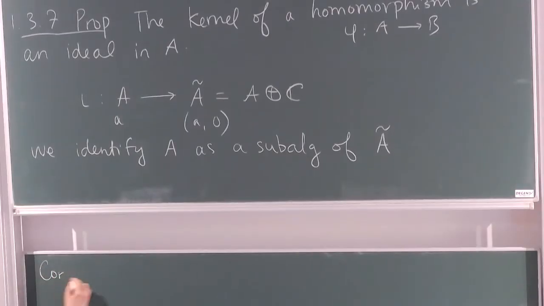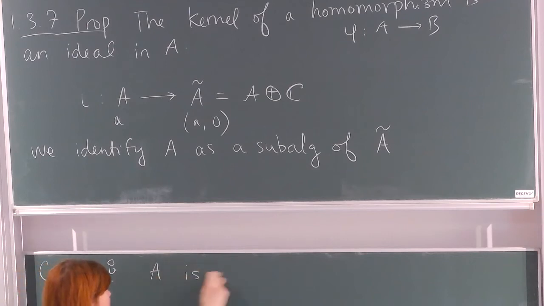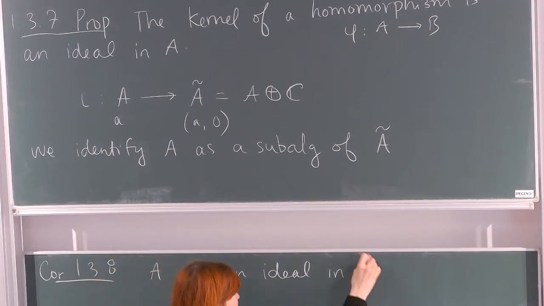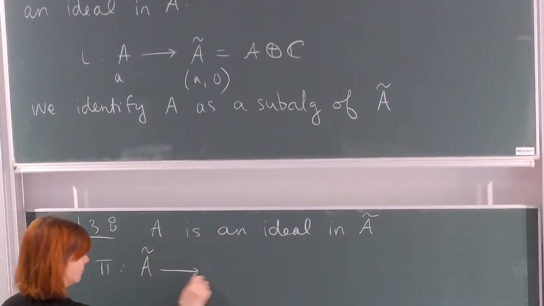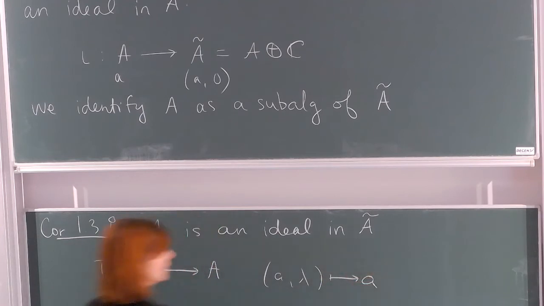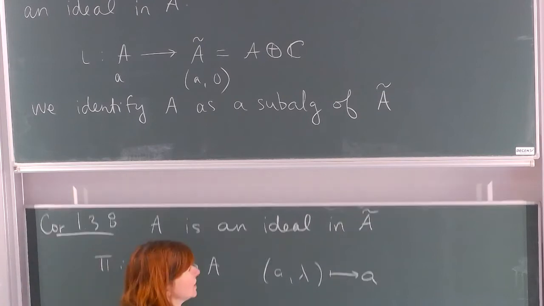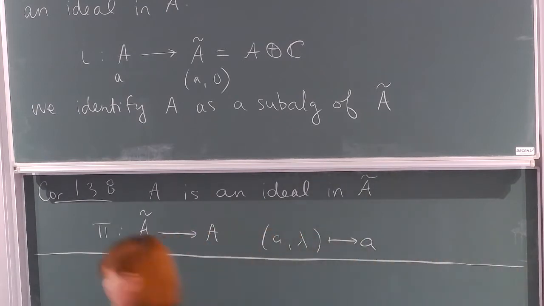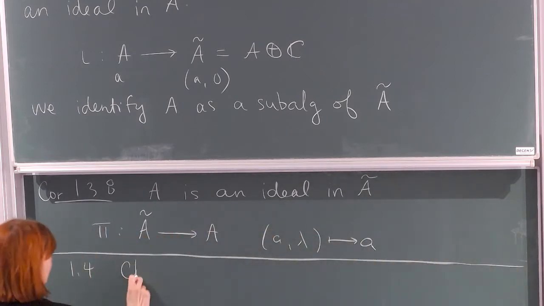So A is always an ideal in its unitization. And that's not so hard to prove. You just show that this projection is a homomorphism, and then the kernel is going to be A. Okay, so that finishes off our short blurb on ideals. And now we will talk about the character space of the Banach algebra.